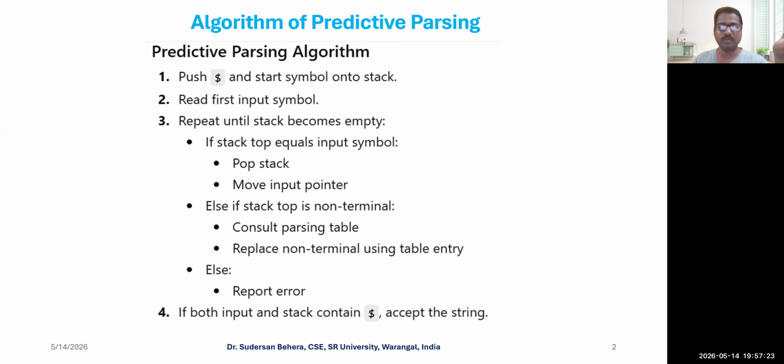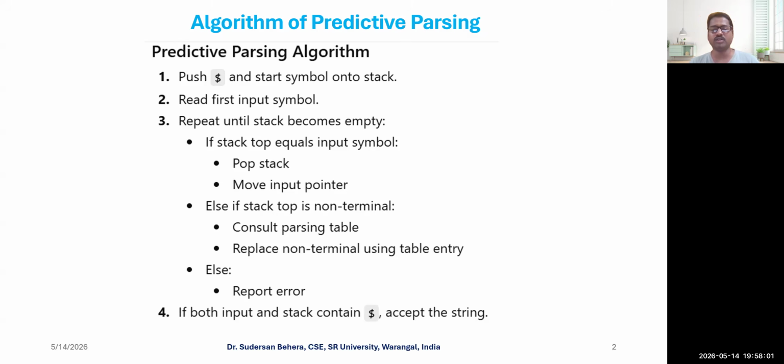So here, more or less, the algorithm of the predictive parser is given. We push dollar and the start symbol onto the stack. Dollar indicates the bottom of the stack. If nothing is there on the top of the stack, the bottom of the stack is equal to the top of the stack, so that is indicated by dollar. Read the first input symbol, repeat until the stack becomes empty. Keep on reading the input symbol and keep on matching it. When a match is found, keep on reading and popping the stack until the stack becomes empty.